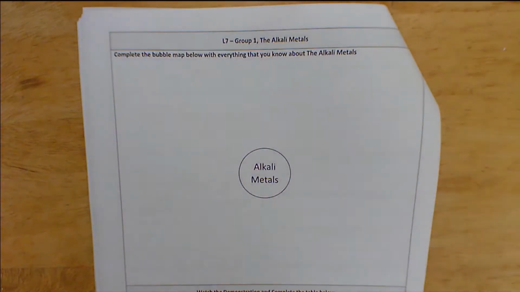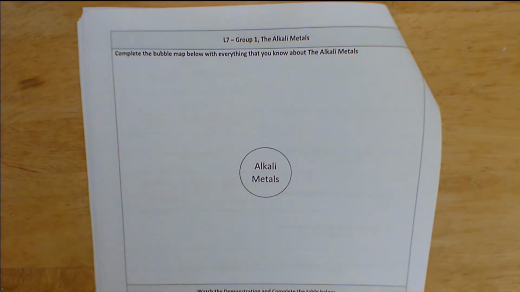In this lesson, we're going to look at Group 1, the alkali metals. And the first thing I'd like to do is to take 5 minutes to complete this bubble map with everything that you already know about the alkali metals from Year 7 and Year 8, and think particularly about the chemical and physical properties that we think that the alkali metals might have.